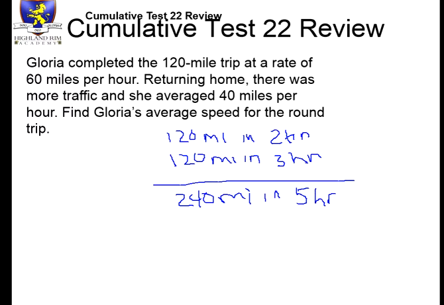So what was her average speed for the round trip? It's 240 miles over 5 hours is equal to 48 miles per hour. And that's pretty simple. That's the way that one works out. Alright.